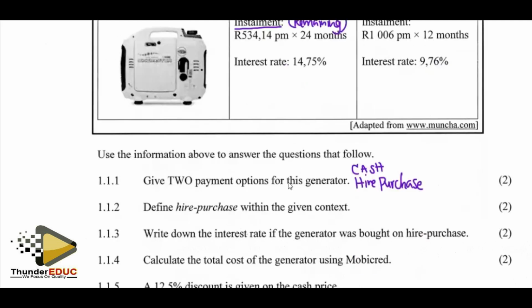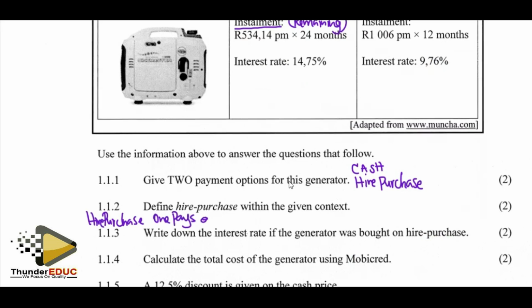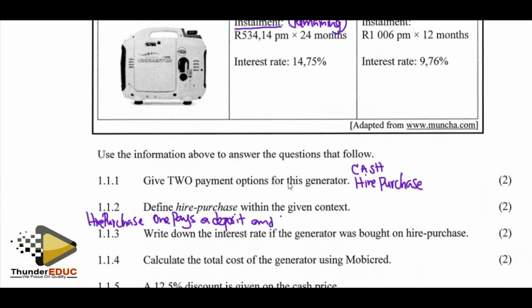Right. Then we shall say hire purchase: one pays a deposit and pays the remaining amount in installments.